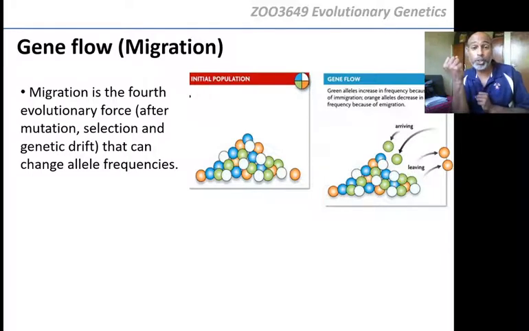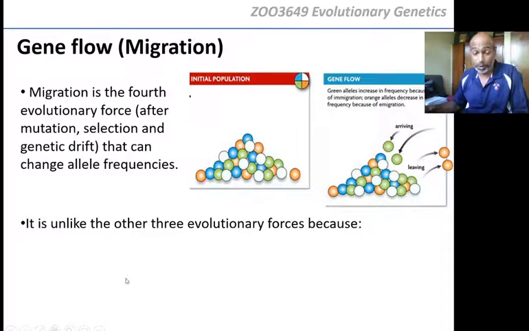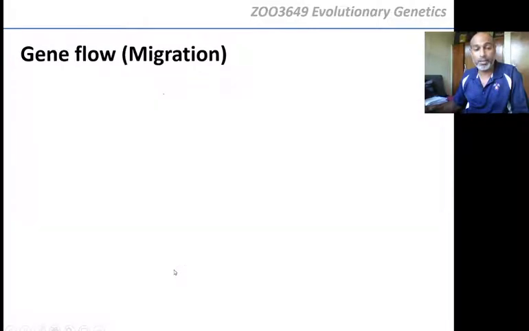You need a population where you are leaving, you're a migrant, right? You have to leave a population to migrate. Then you go to another population, and so you have the other population, which is receiving. So it's the donating population, where you leave, and then there's the receiving population, right? So it can also change allele frequencies. But it's unlike the other two because it needs two populations, right? Donating and receiving.